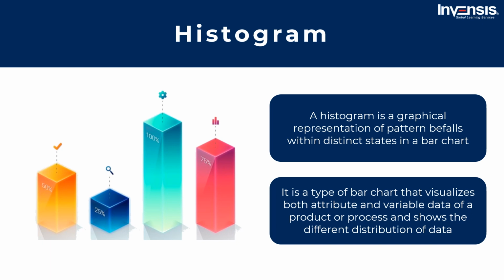In simpler words, it is a type of bar chart that visualizes both attribute and variable data of a product or process and helps users show the different distribution of data and amount of variation within a process. So, it should be designed properly to be easily utilized and understood by those working in the operation process.